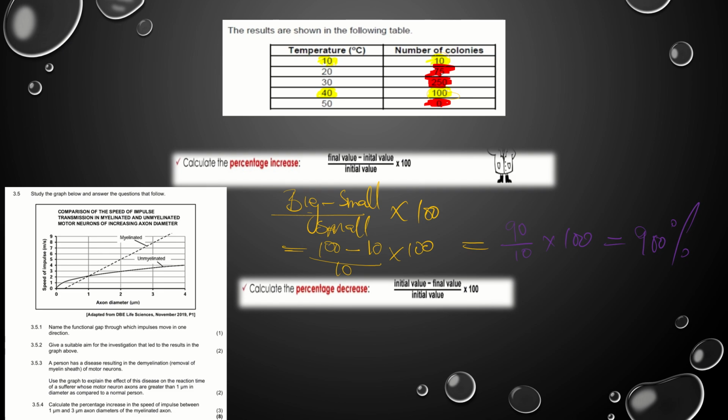So now let's check if they say percentage decrease, and let's just use the same values. Percentage decrease, we said big minus small, right? Divide by big in this instance, because we want a decrease, so you'll get a small number. Then we're going to have 100, still 100 minus 10. Now divide by 100, multiply by what?